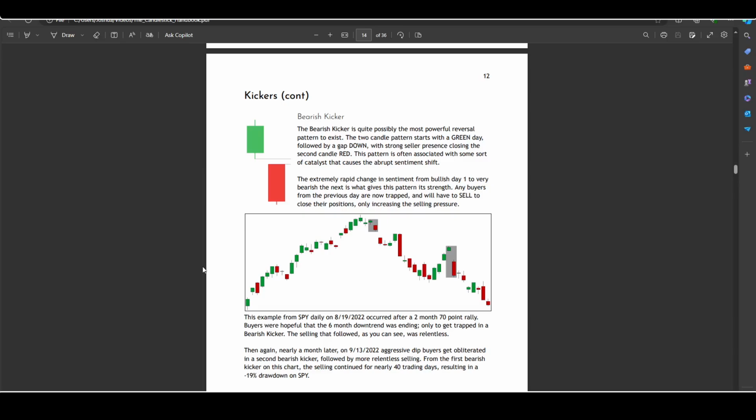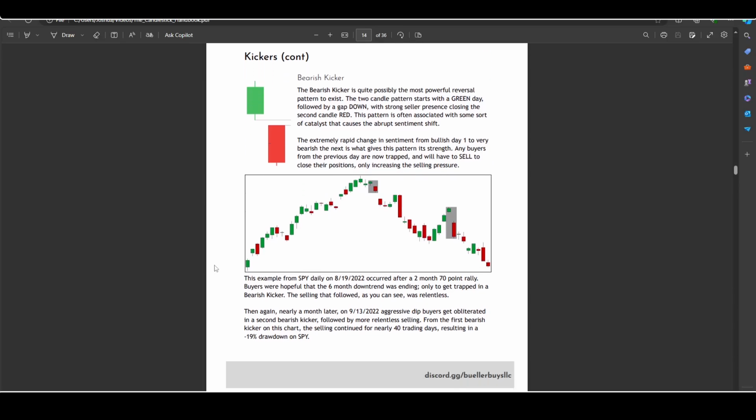This example from SPY Daily on 8/19/2022 occurred after a 2-month 70-point rally. Buyers were hopeful that the 6-month downtrend was ending, only to get trapped in a bearish kicker. The selling that followed, as you can see, was relentless. And this is actually the big moves that happened.